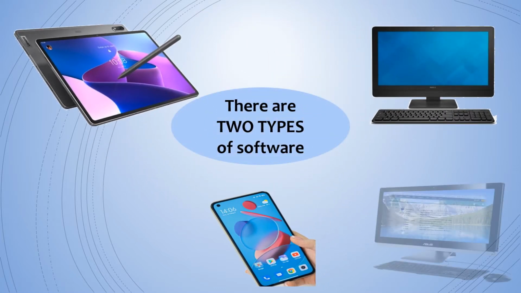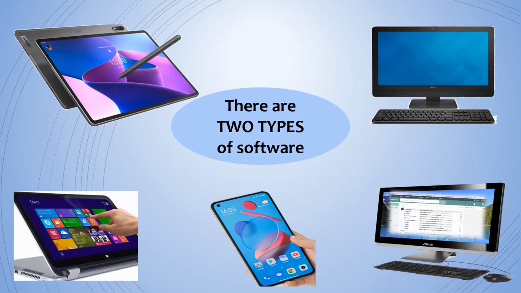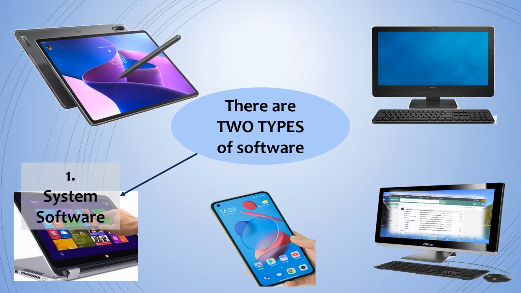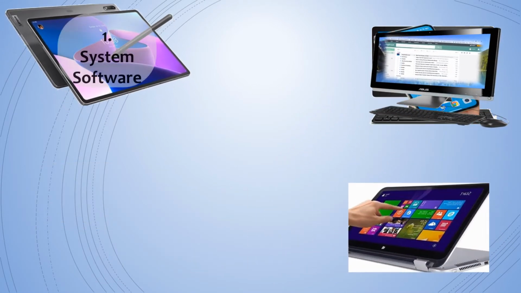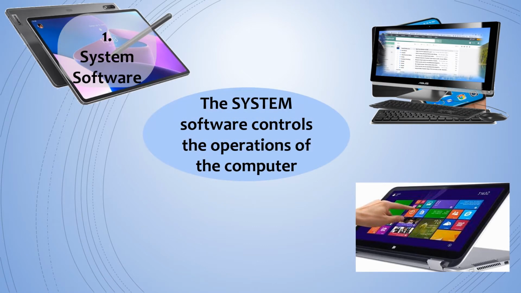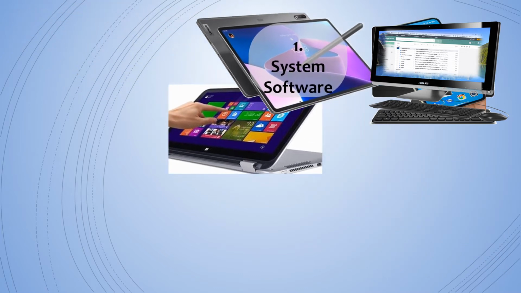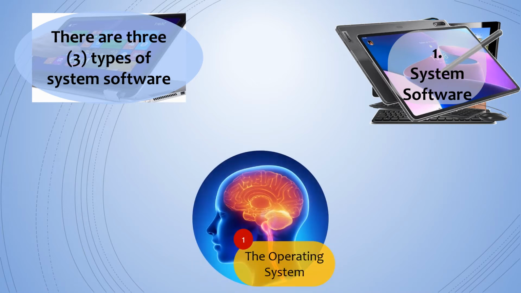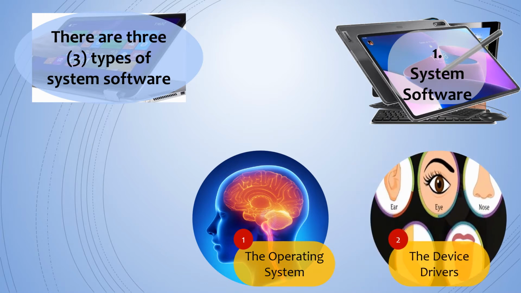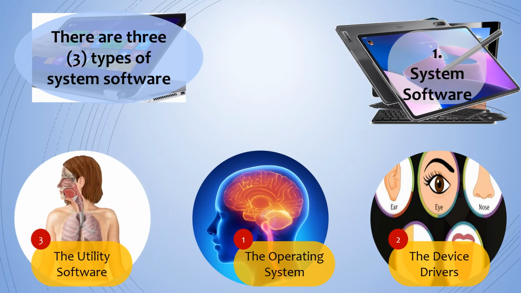There are two main types of computer software. They are the system software and the application software. Let's look at each of them. The system software. The system software controls the entire operations of the computer system. There are three types of the system software. They include the operating system, the device drivers, and the utility software.